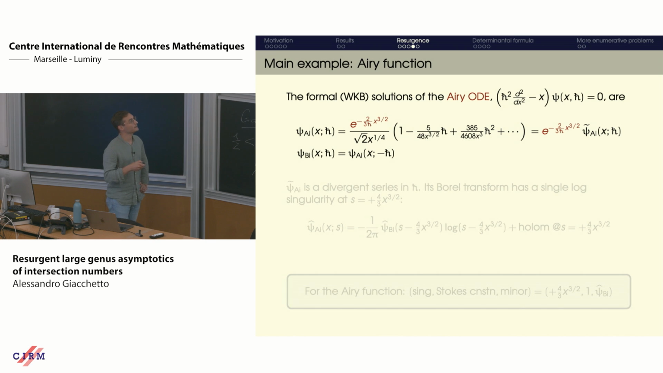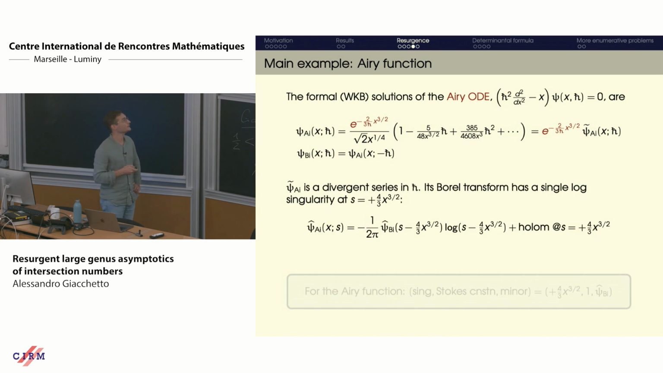So now this psi tilde is a formal power series, and it's not hard to see that this is a divergent series. So you can try to apply what I just explained. You can take the Borel transform and try to study the location of the singularities, the Stokes constant, the minor, and so on. And this is not so hard. If you do this, you can see that there is one log singularity located at 4/3 x to the 3/2. And the Stokes constant in this case is just 1.